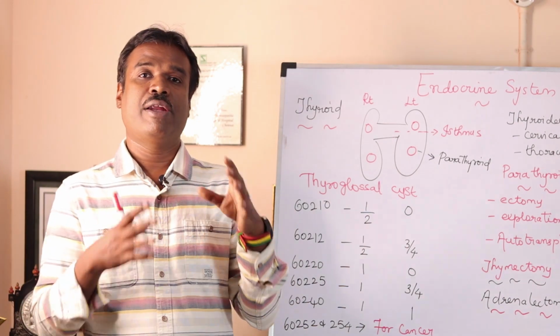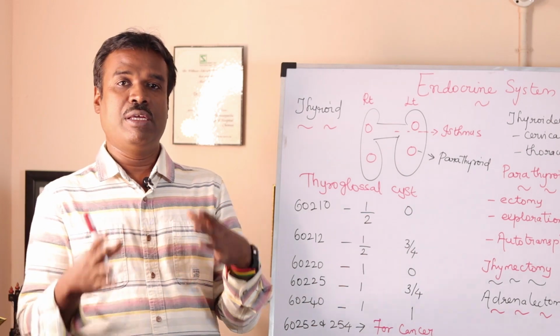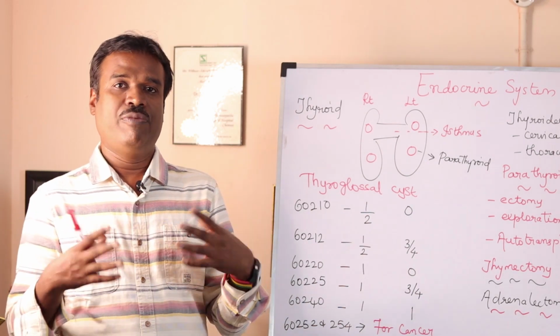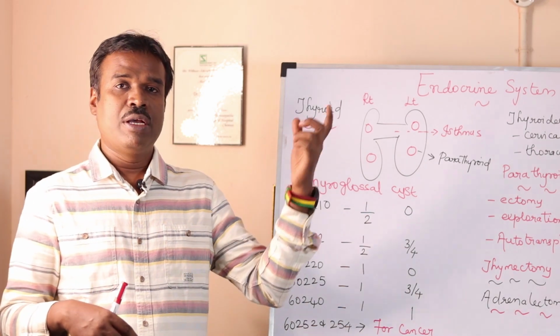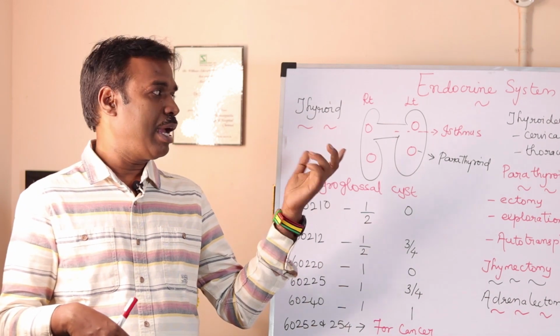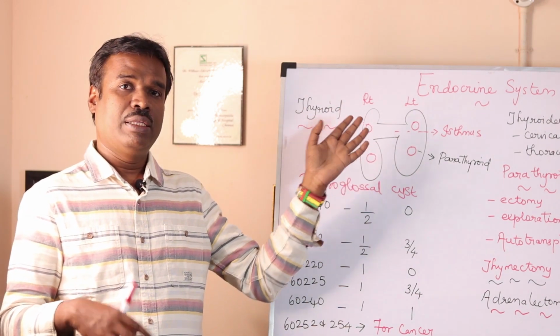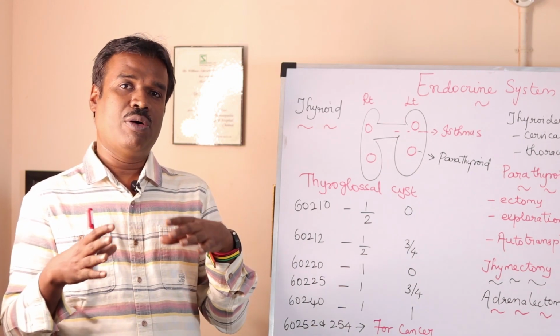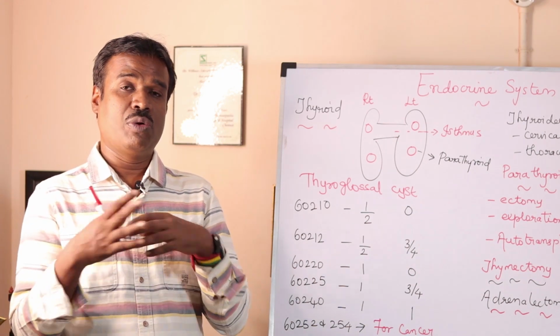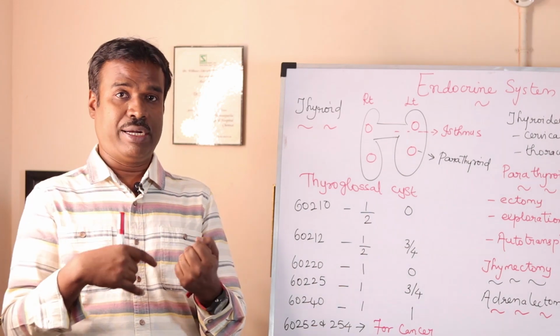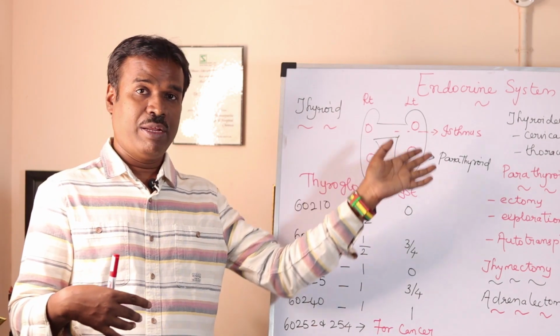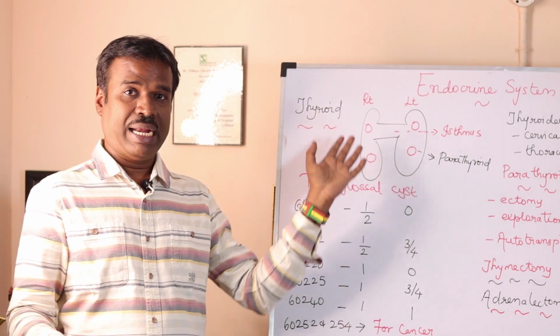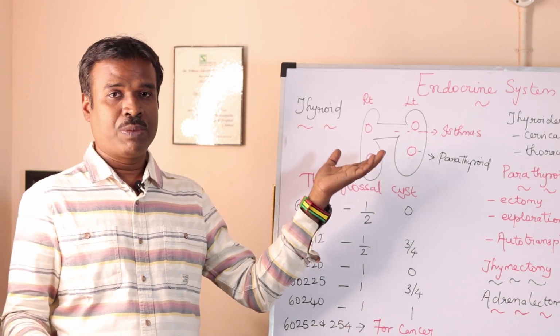You need to know exactly what is being done or what is being removed, so that we report the codes accordingly. So as we have two lobes, sometimes the doctor might remove the right lobe alone completely. So it would be a unilateral thyroid lobectomy. So in that case, you can't report a code for a total thyroidectomy, because a total thyroidectomy involves removal of the entire right and left lobes, including the isthmus.